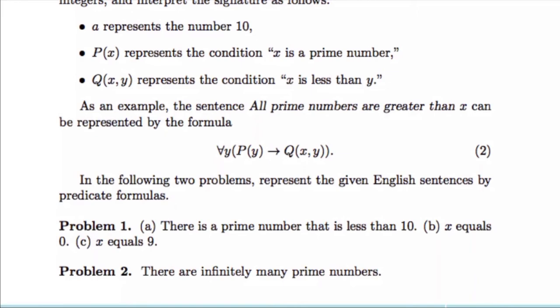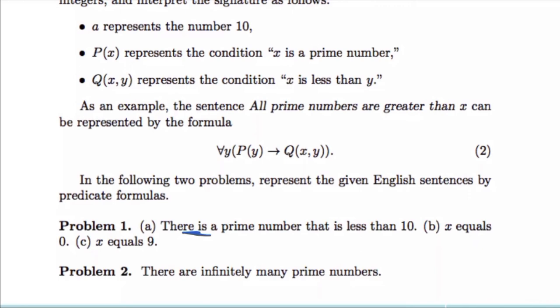OK, how can we represent? Let's actually do this problem together. Okay, so there is a prime number that is less than 10. And in the meantime, if some of you can find the solutions to the rest of the problems, then we can talk about it. Okay. So how do we write the first one? There exists a prime number that is less than 10. This is actually not too hard. Okay. So there is. You can infer that you need an existential quantification.